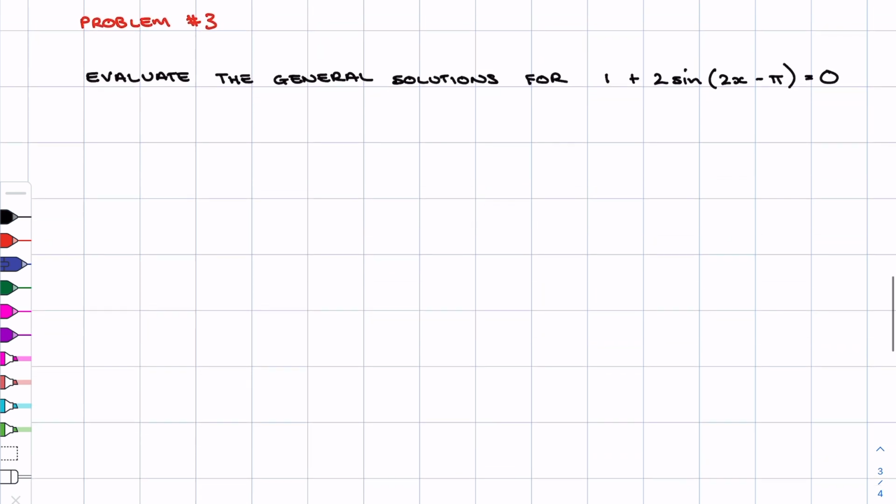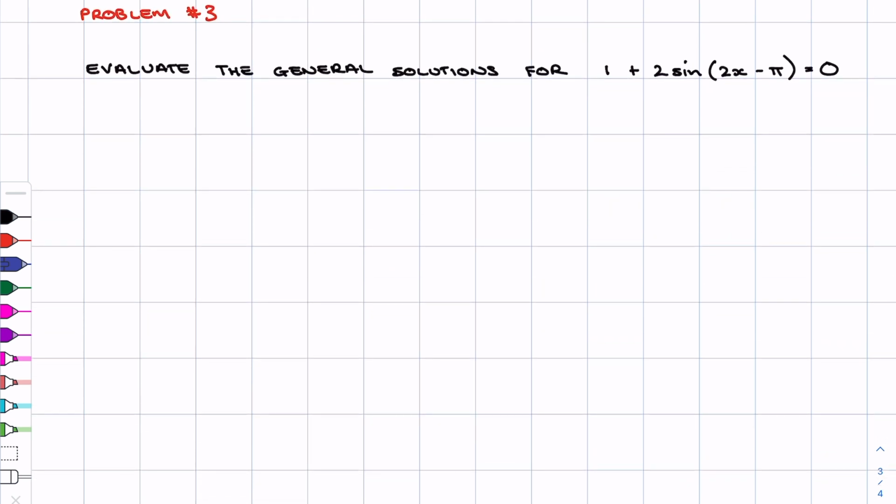When we come to evaluate general solutions for something where the angle is a little bit more elaborate, where you have some translations or transformations dealing with x coordinates, we're just going to treat this whole term as an angle. So if I rewrite this, what I'm really looking to do is this equals negative 1 on 2.